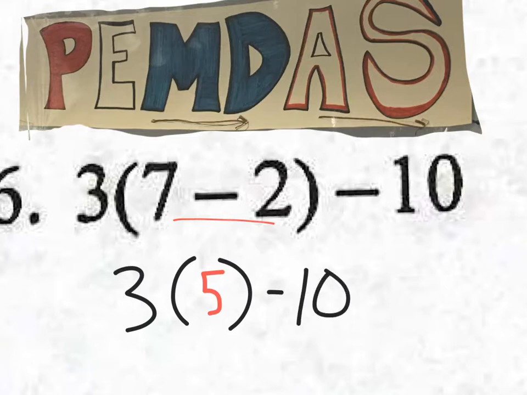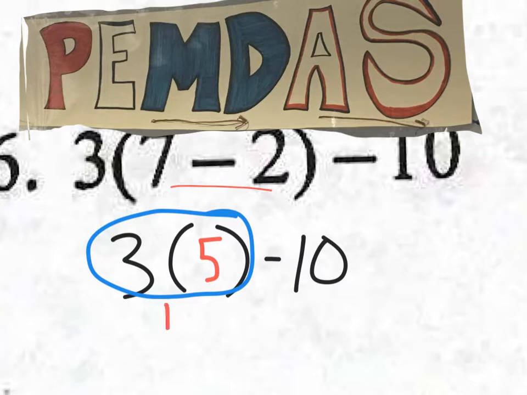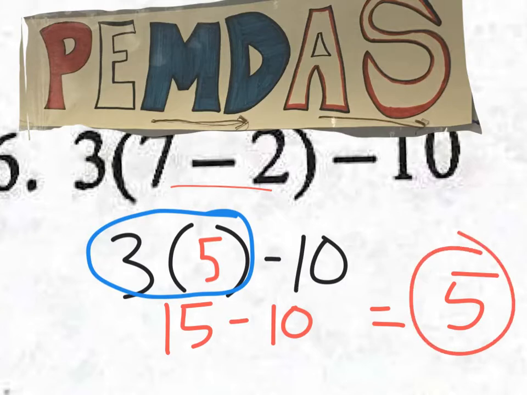So we did parentheses. Moving on, do we have exponents? Do we have exponents? Do we have multiplication or division? Yes, it's right here. 3 times 5, or 3 parentheses 5. So if we do that multiplication, what do we get? 15. Final step would be to subtract 10. 15 take away 10 is 5. All right.